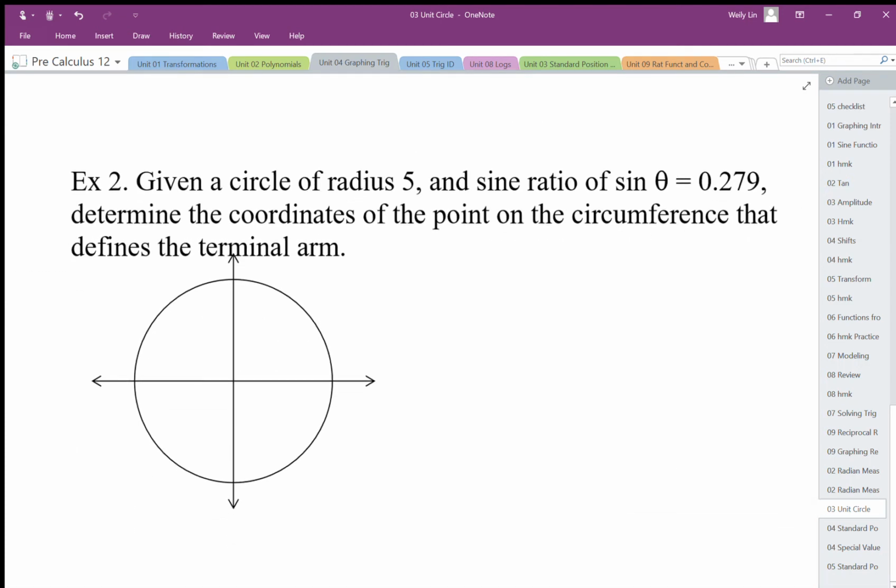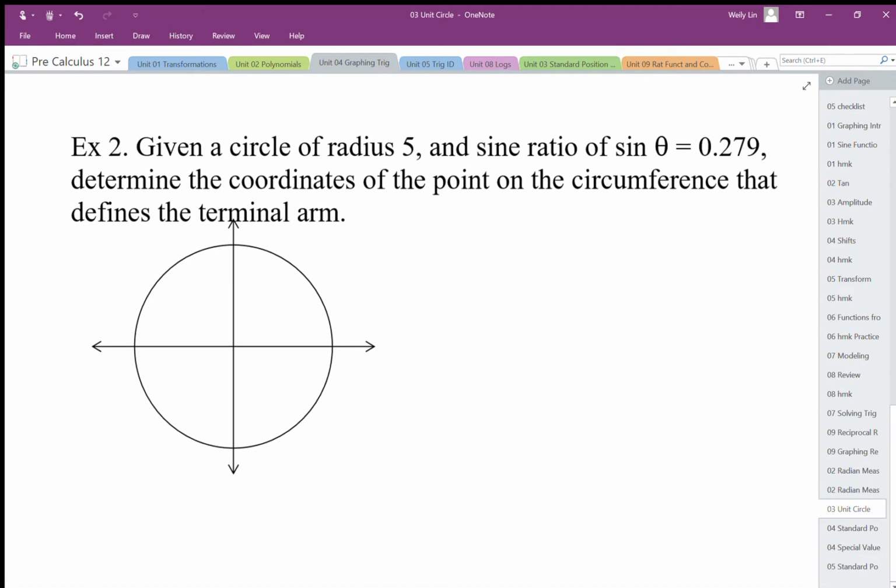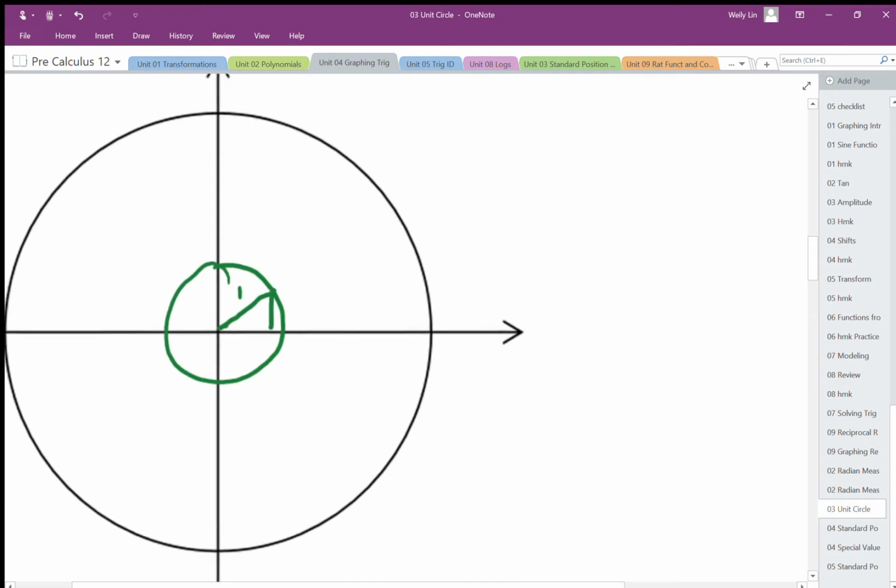So we're going to use the same idea here, where we're going to use the sine ratio as a length and then apply it to a unit circle. So I've got a circle of radius 5, and this isn't going to be to scale, but I have got a sine ratio of 0.279. Okay, so that means that that's 1. I'm going to zoom in a bit.